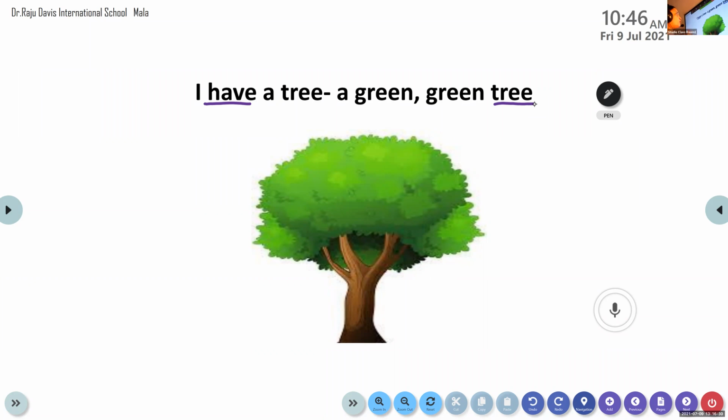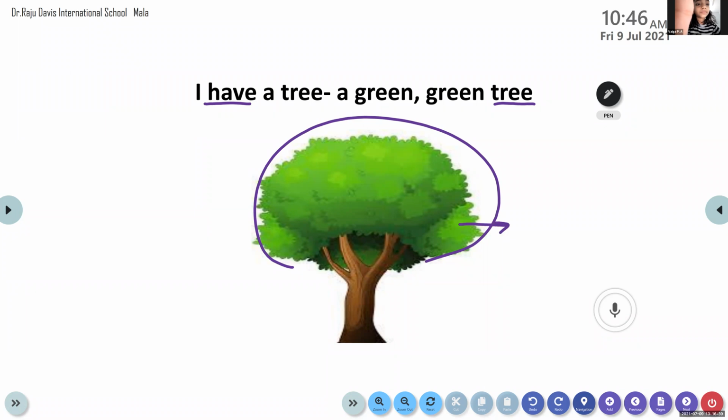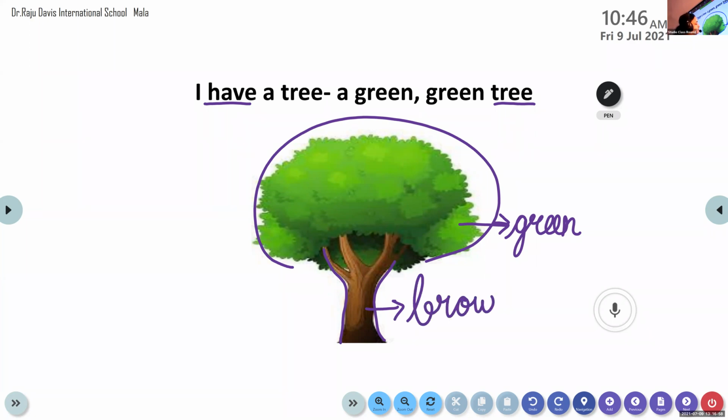What is the color of the tree, my dear? Green. Yes. The leaves of the tree are green in color. And have a look at this brown part of the tree. This is the trunk of the tree. And it is brown in color. What color is it? Brown.